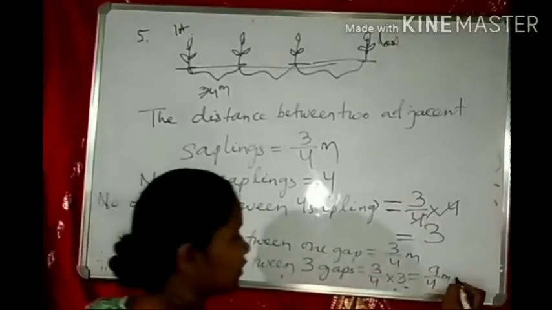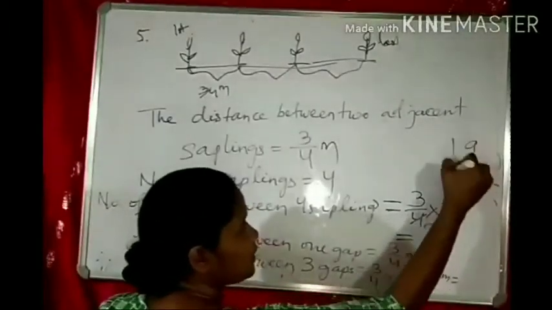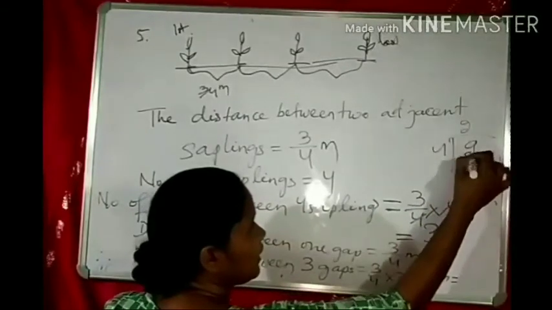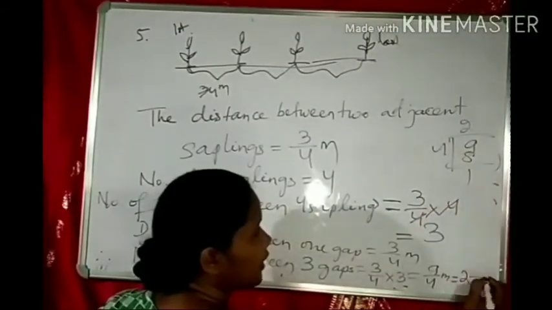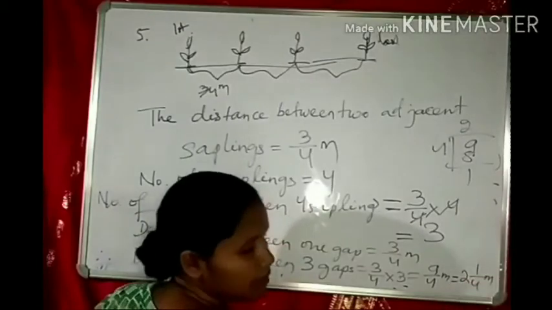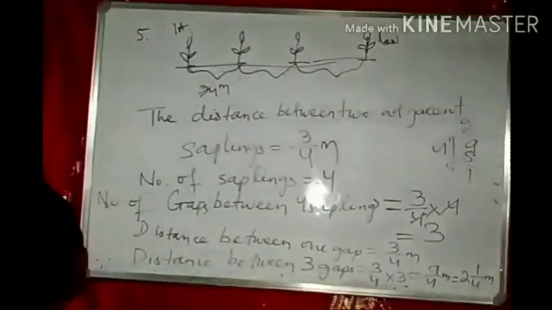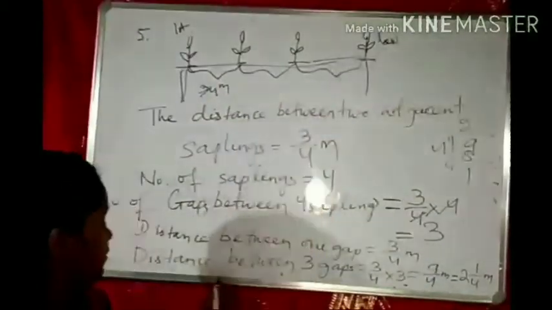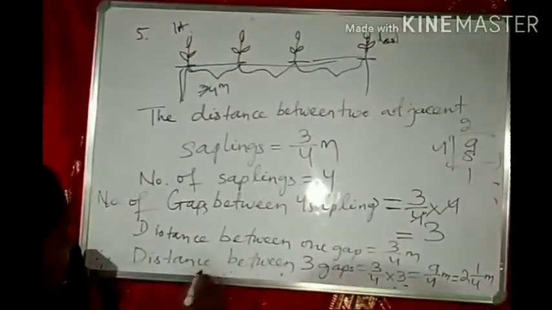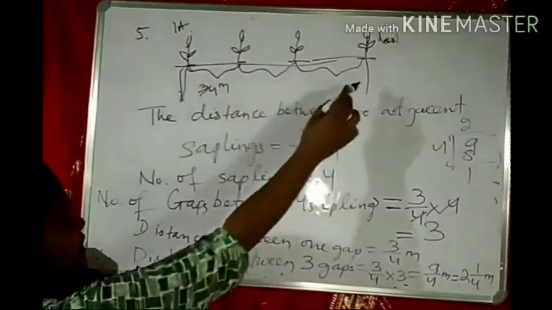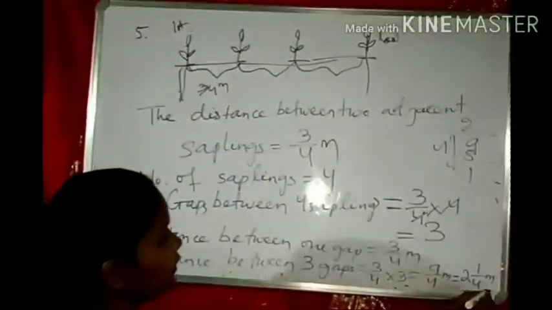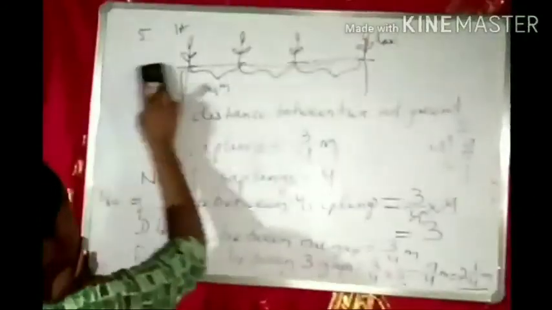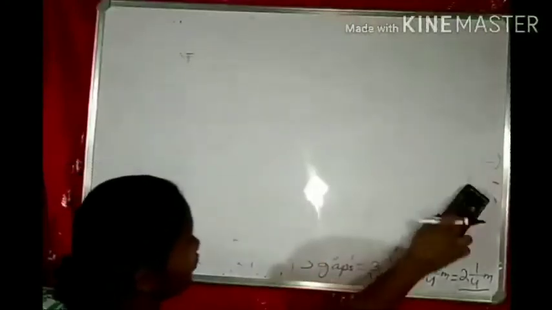So we can convert it into a mixed fraction. 4 2s are 8. So 2 and 1 by 4 meter. So the distance between this first sapling to last sapling is what? You will write thus the distance between first sapling to last sapling is 2 and 1 by 4 meter. Next we will move to question number 6.